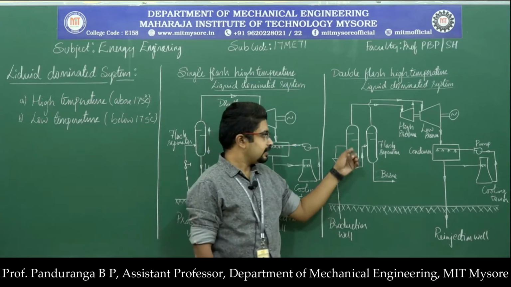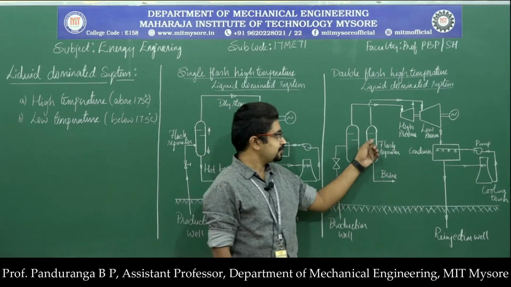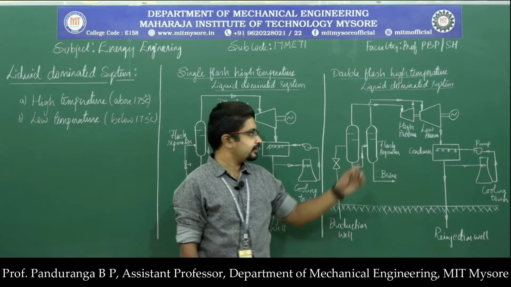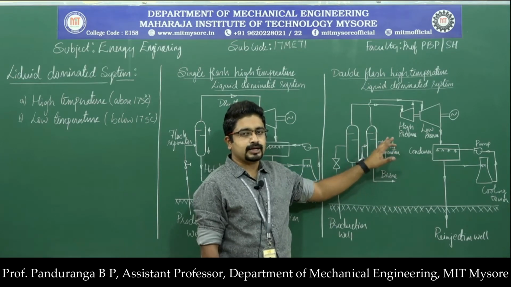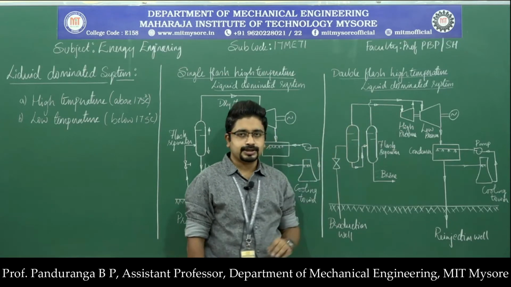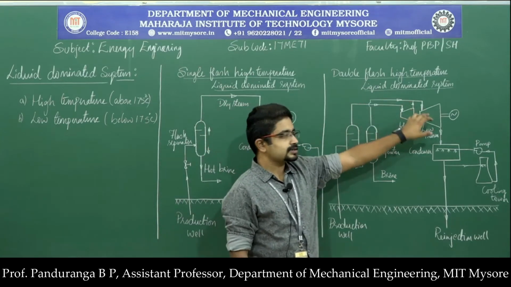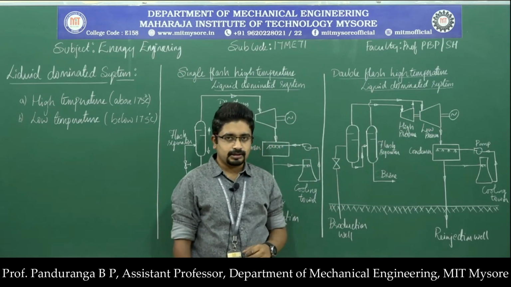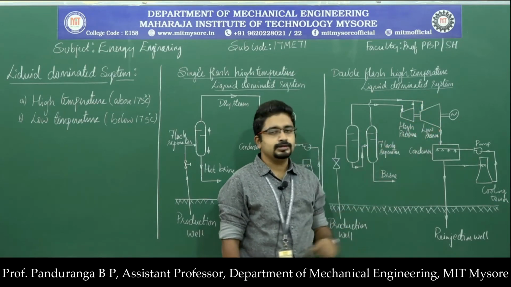Then the hot water which is coming out of the first flash separator passes through the second flash separator, where the pressure will be below that of the first flash separator. Because of that, a part of the remaining water gets converted into vapor, but now it will be at a lower pressure than the first flash separator. That low pressure steam will be combined with the steam coming out of the high pressure turbine, and then those two combined steams enter the low pressure turbine.